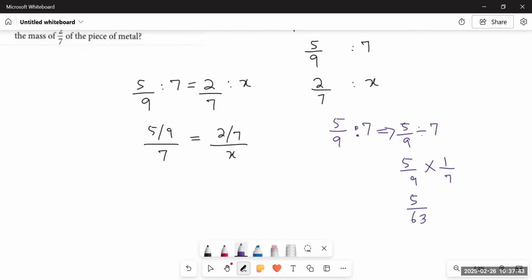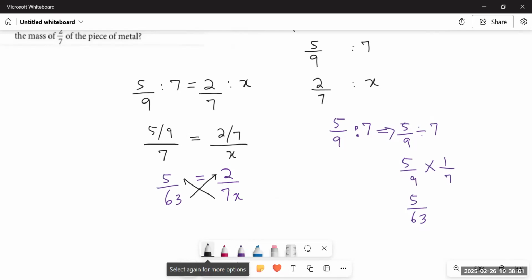Similarly, 2 upon 7 ratio x would become 2 upon 7x. The same way, we have to solve it like we have solved 5 upon 9 ratio 7. So it could be 5 upon 63 on the left-hand side and 2 upon 7x on the right-hand side. Then we will cross multiply them. So it becomes 5 multiplied by 7x is equals to 2 multiplied by 63.